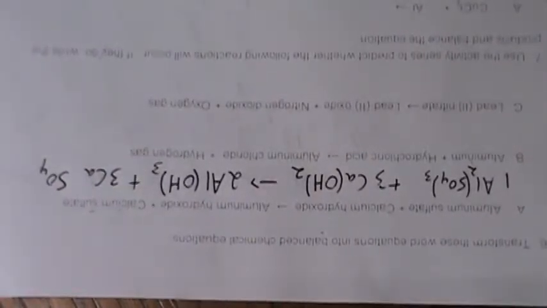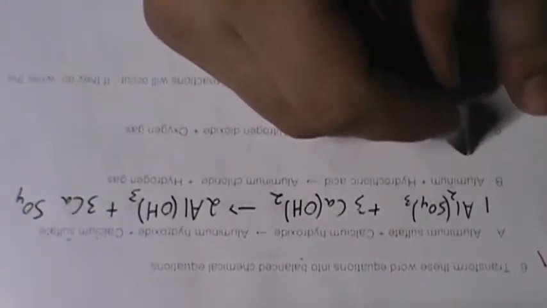And if we want to, we can go ahead and throw a coefficient of 1 in front of that aluminum sulfate, but by no means is it required. Alright, so moving on to B and C, aluminum plus hydrochloric acid. Well, aluminum is just an element, symbol Al, plus hydrochloric acid.